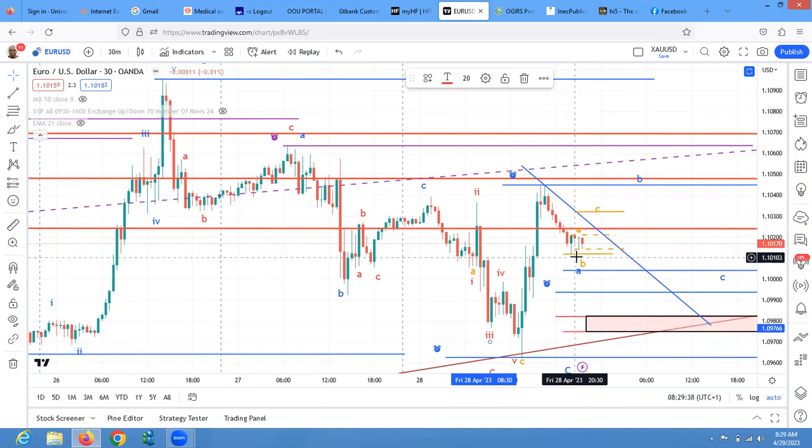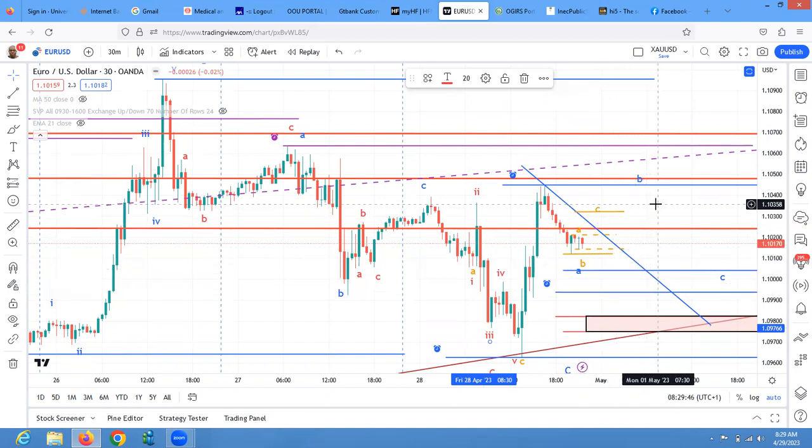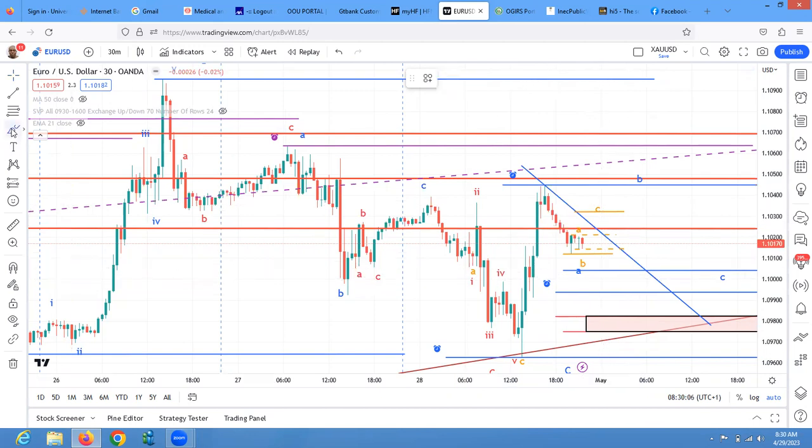If you did an A leg here, you may just pull up to do a B, come down to do a C around this level you pick, then you go up. Anything is possible. It depends on the corrective format that it wants to pick here. If they want to do a zigzag, we'll get to see. But this is the blue box area here now.